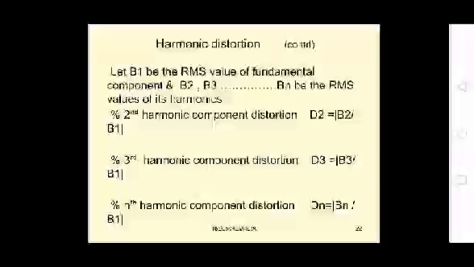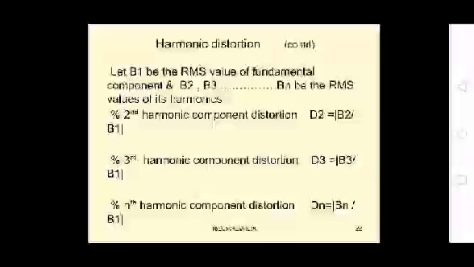The harmonics do not start from 1, they start from 2, 3 and so on up to n. So B2, B3 and so on up to Bn are the RMS values of the harmonics, where B2 is the first harmonic, B3 is the second harmonic, and so on, Bn is the nth harmonic.